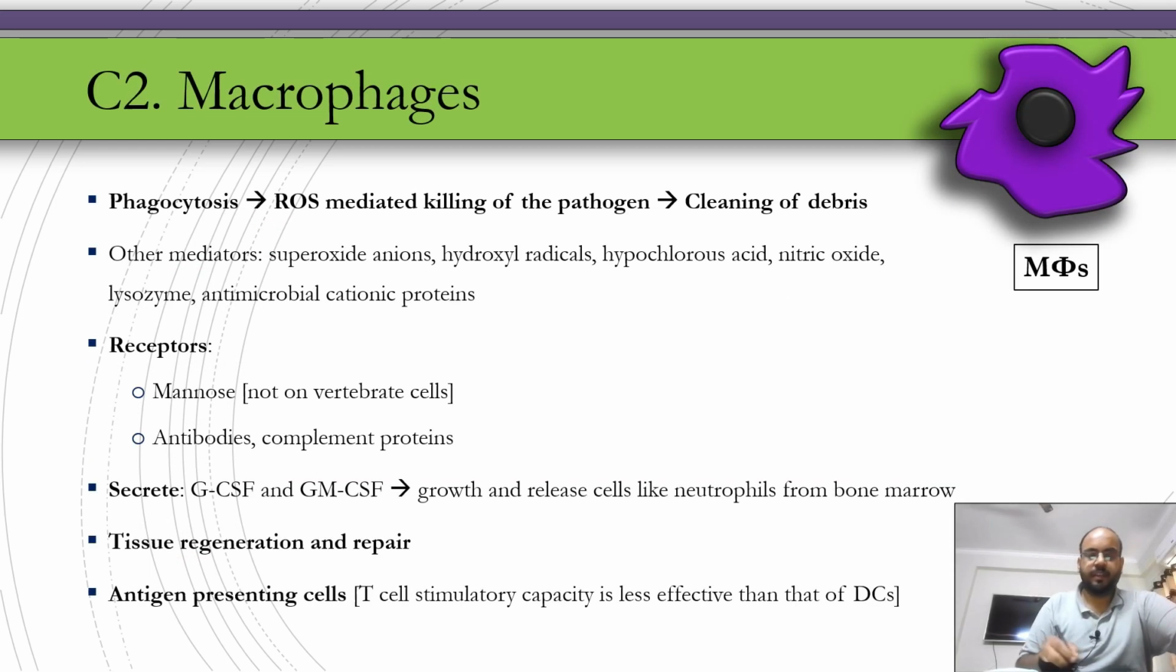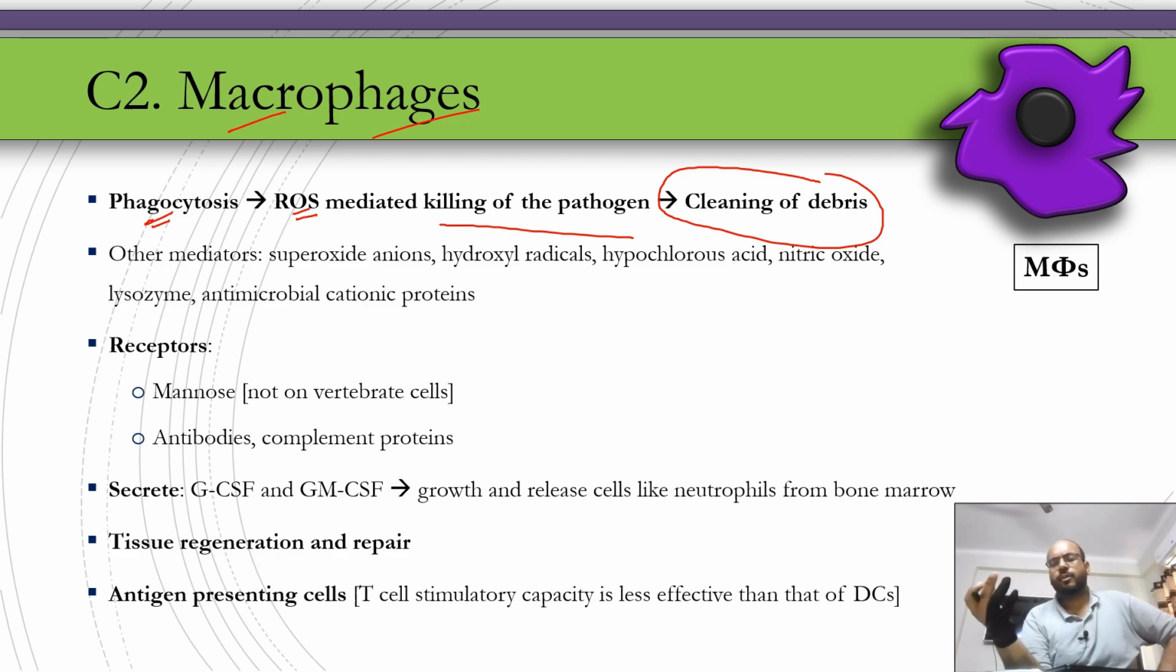Now, macrophages. Macrophages are modified monocytes. Macrophage means large eater. Macro means large, phage means eating. So through phagocytosis, they engulf the bacteria, they utilize reactive oxygen species, and then they kill the pathogen. Majorly, the function of macrophages is to clean the debris. Macrophages have non-specific action. They will come to the site, see destroyed cells, and keep on engulfing and destroying them.